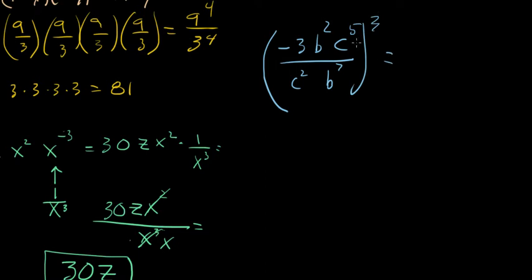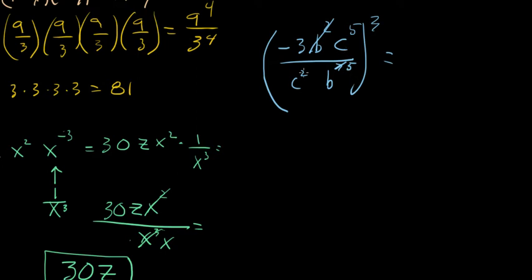I'm going to do everything inside here first before I raise it to the 3rd power, because I can see I've got a couple things I can cancel. 2 minus 7 is negative 5, so in other words, I can get rid of this and make that a 5 there on the bottom. Say, well, why? I thought you said negative 5. Yeah, 1 over b to the 5th is the same as b to the negative 5.